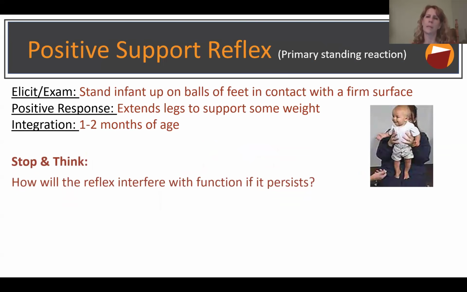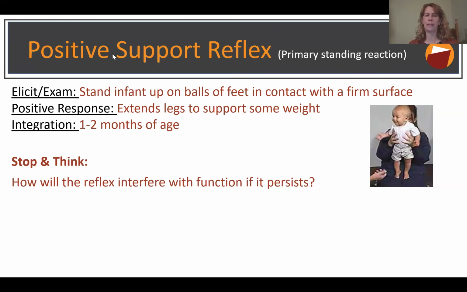So what is this going to interfere with? If every time the infant's feet touch the firm surface and they're in a standing position, their legs extend, what's it going to interfere with? Yeah. Squatting, bending over to pick things up, transfers. So once they're up, if they have a really strong reaction, can they now bend their knees to squat, pick something up, sit down? No. It's also some of the same stuff.